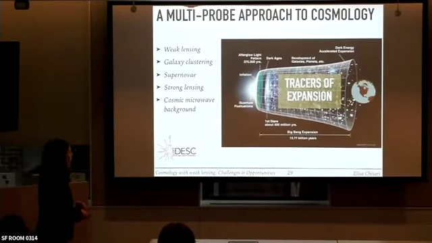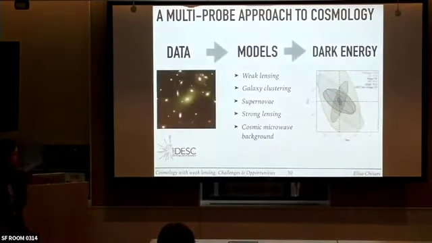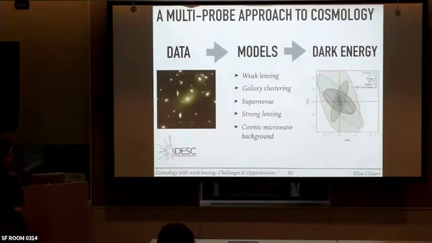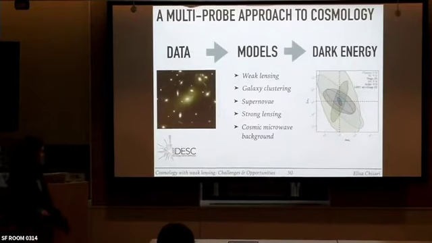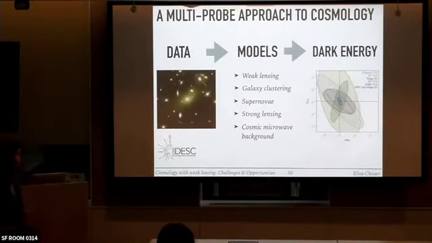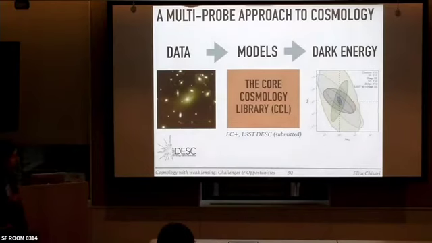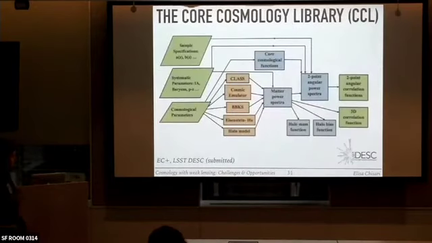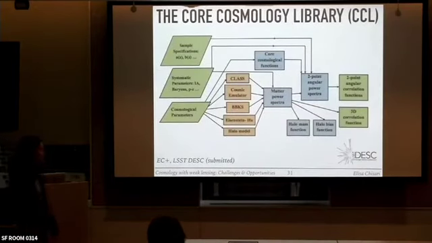And so we need to have theoretical predictions for all of these that allow us to go from the data that we gather, via the models, to our constraints on dark energy. And we needed a tool that would be able to do that in a validated way, and that's the tool that I'm talking about today. This is called the Core Cosmology Library. It's a public product of the collaboration, and you can all download it and use it.